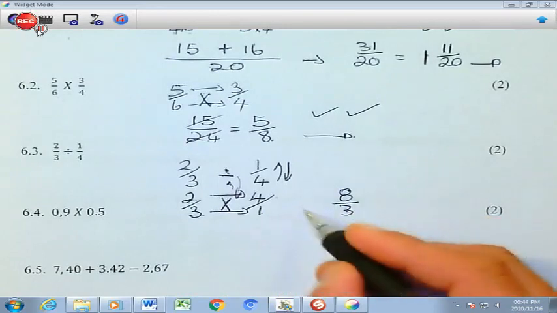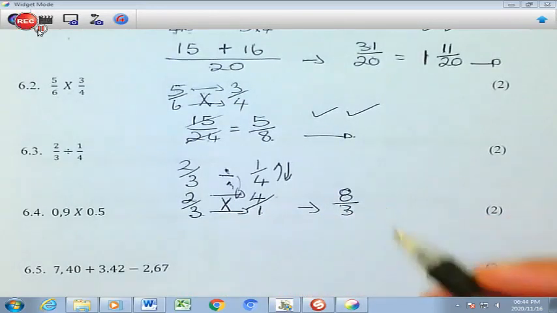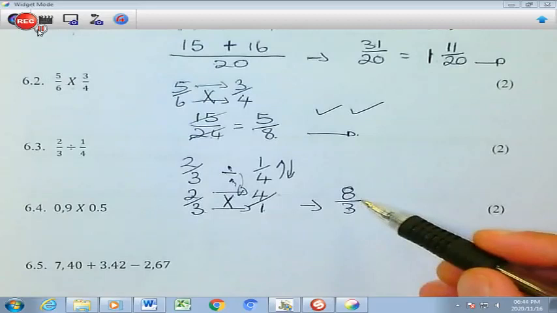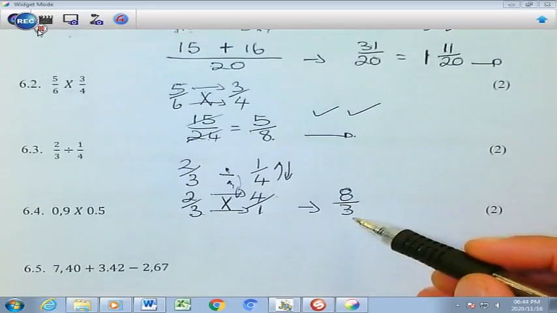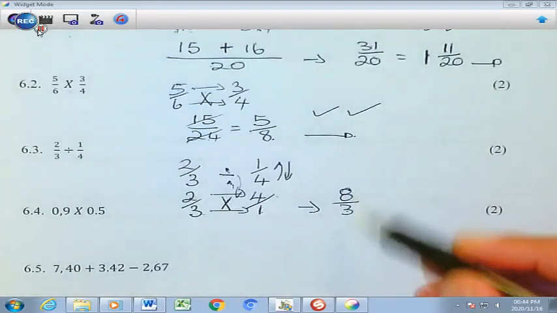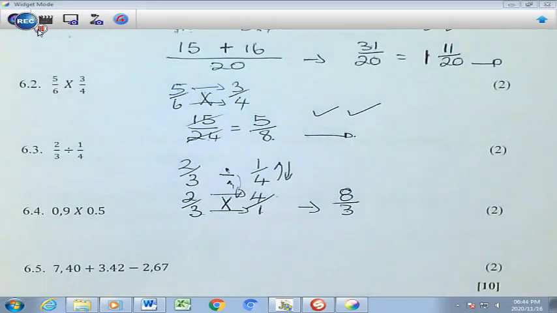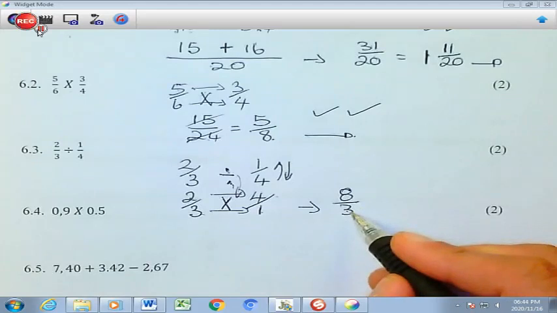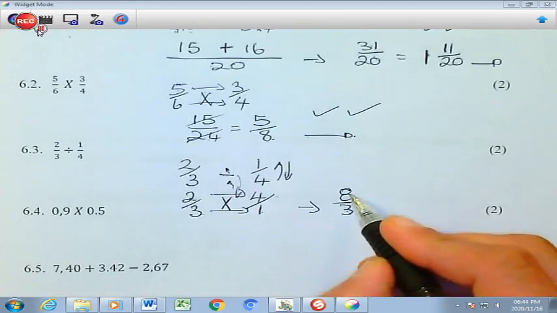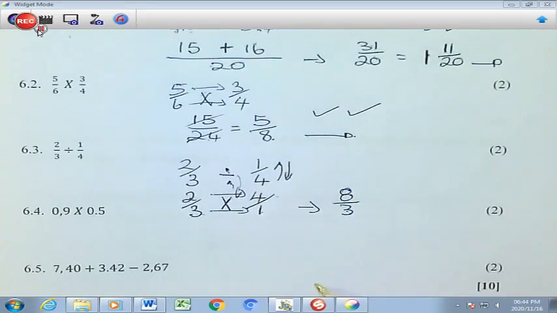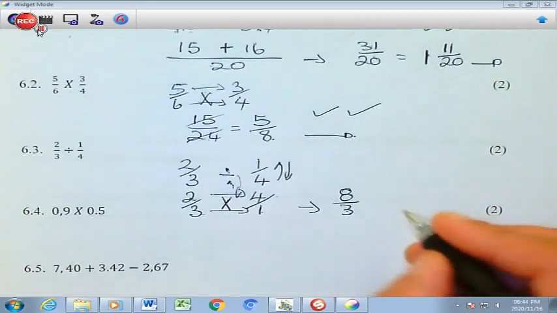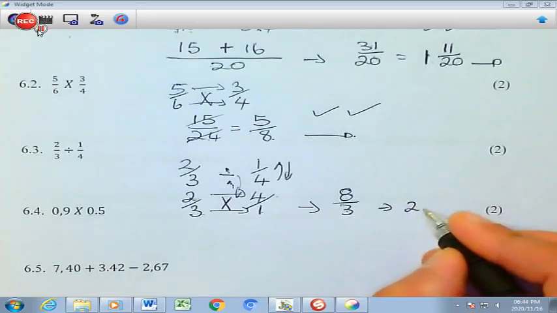Now, this is an improper fraction. An improper fraction means that the numerator is bigger than the denominator. So we need to simplify and convert it to a mixed number. So how do you do that? You say 3 goes into 8. How many times? 3, 6, twice. So that's going to be twice.